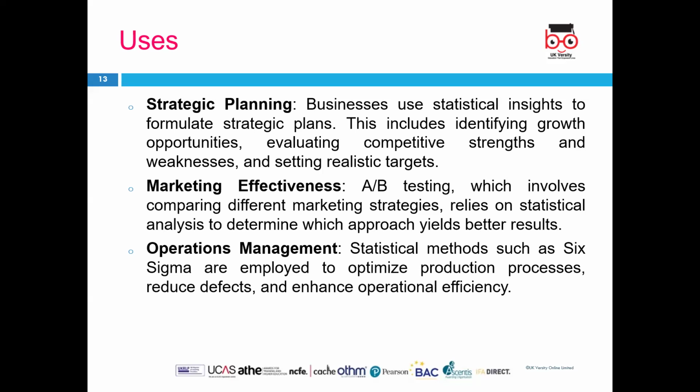Then you have the operations management. So in operations management, there are many statistical tools which are used, such as Six Sigma, which is used to optimize the production processes, reduce defects, and enhance operational efficiency. So remember, the main purpose of operations management is to optimize the processes. And in this case, statistical tools are used quite frequently by organizations. It has a direct impact on cost savings, which again directly impacts the profitability of the organization.